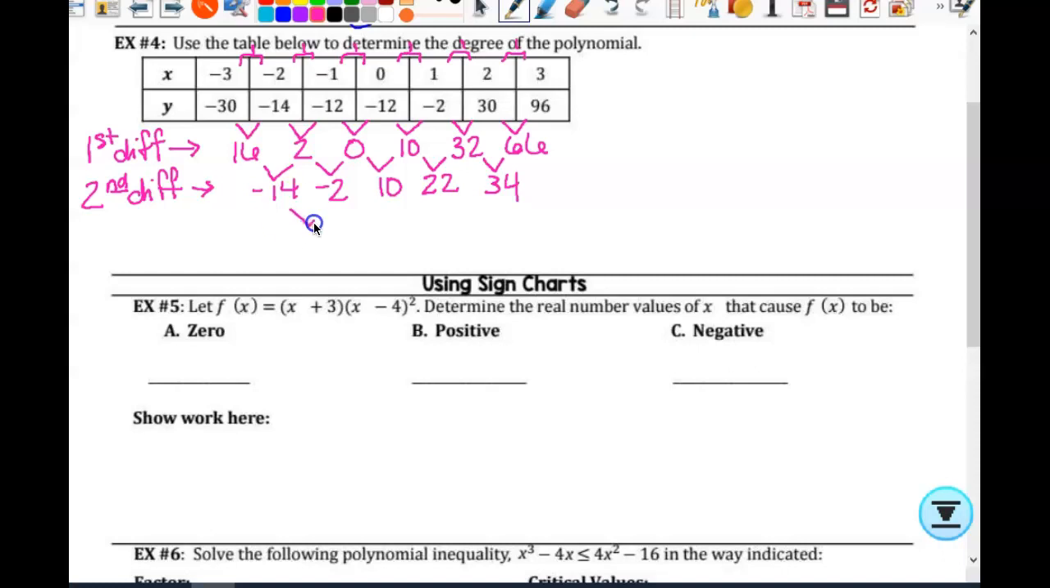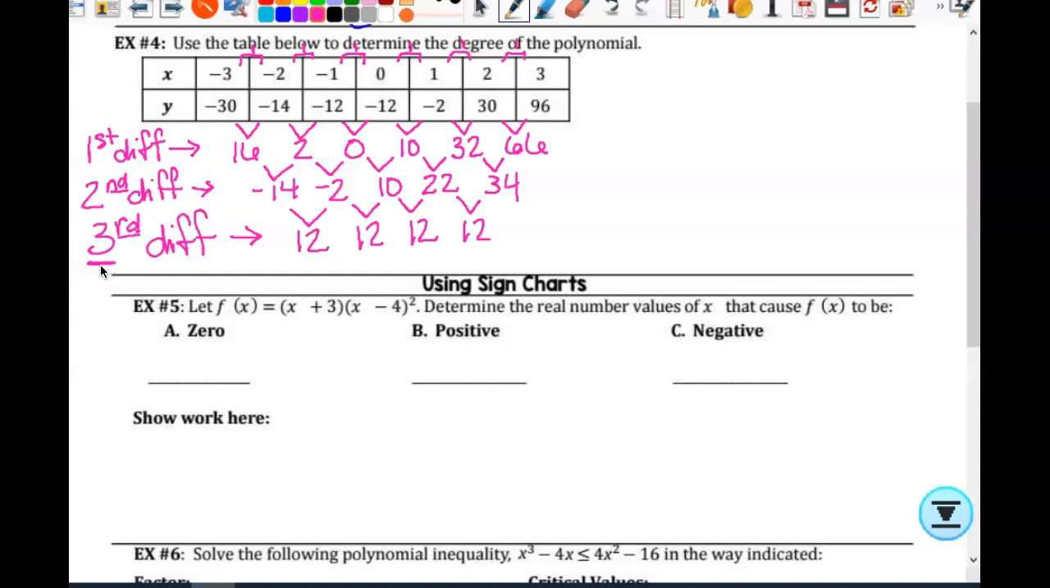So then I do it again. And notice I'm doing it on all of them. I'm not doing it on some of them and then making a conjecture. I'm doing it on all of them. Negative 2 minus a negative 14, 12. 10 minus a negative 2, 12. 22 minus 10, 12. 34 minus 22, 12. These are our third differences. Third differences are constant, so the degree of my function is 3.